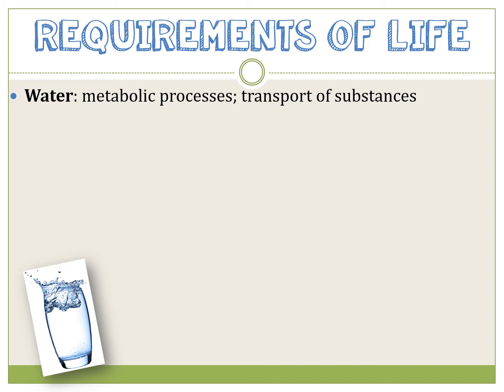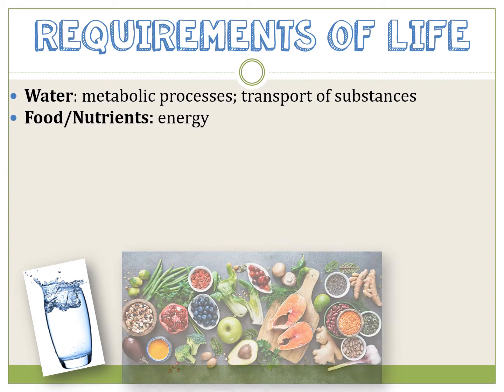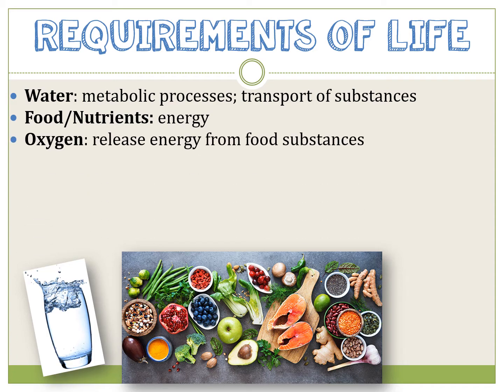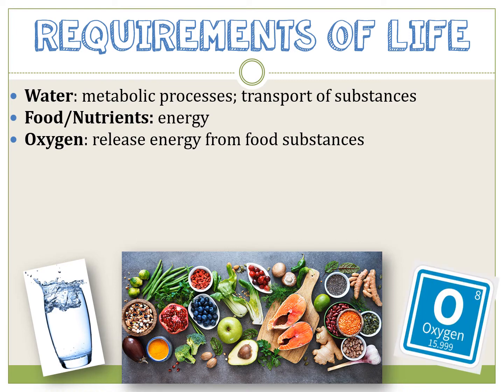We all know that a majority of the human body is made up of water, so obviously that should be a requirement of life. From there, we have food and nutrients, and that obviously provides us energy to carry out our life processes on a daily basis. Next up, we have oxygen, another pretty obvious thing. This is helping us release energy from food substances. This is helping us carry out the process of aerobic cellular respiration.